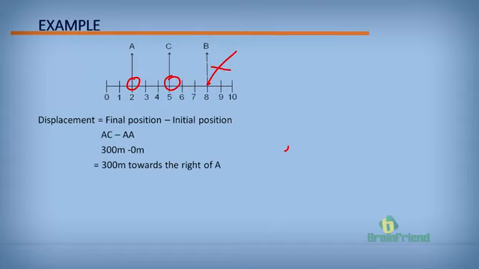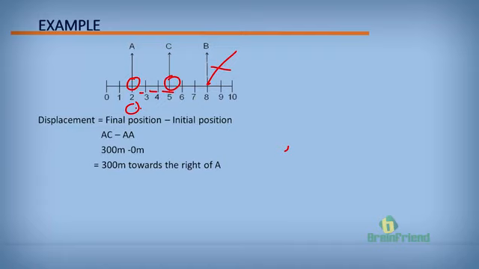You assume this is your 0 mark, right? This is your 0 mark because this is where he started from. You just call it point 0. And 5 here, we said the question made us understand that each unit represents 100 meters. So this is 100, 200, 300.